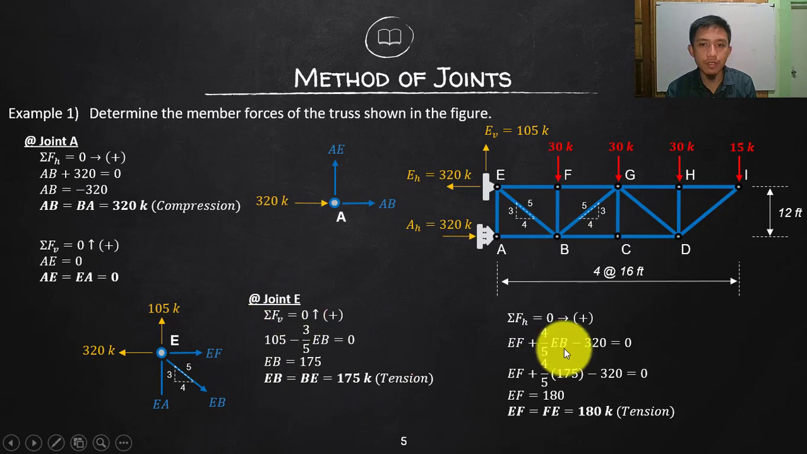So let's proceed with summation of forces horizontal. So this is the force, that is the force, and the component of your EB. All going to the right are positive, so EF is positive. What else? EB, the component of this is positive, and what is the component of that? 4/5 of EB. So 4/5 of EB. And then this is going to the left, which is a negative 320. By the way, we already have your EB, which is 175, substitute that one. And then of course, simple algebra, transfer to the other side, will give us positive 180. So positive again, that means our assumption, which is tension, is correct. So EF is equal to FE, which is equal to 180 in tension.